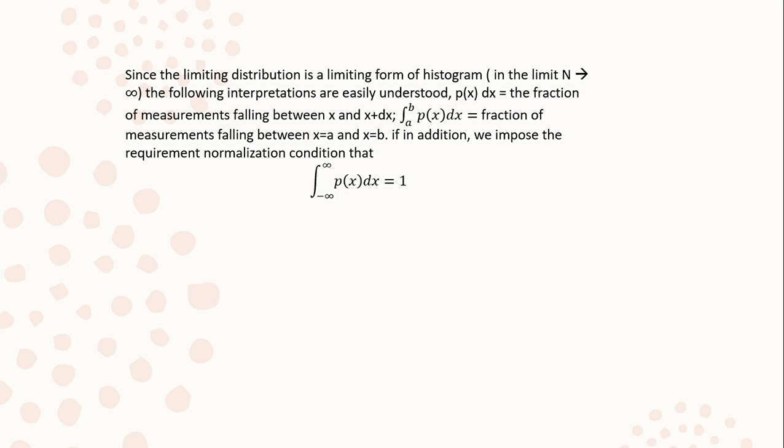which is the integral from a to b of p(x) dx, equal to the fraction of the measurements falling between x equals a and x equals b. If in addition we impose the requirement, the normalization condition, that the integral from negative infinity to infinity of p(x) dx equals 1. So that's all from me.